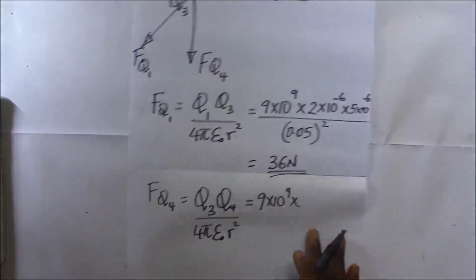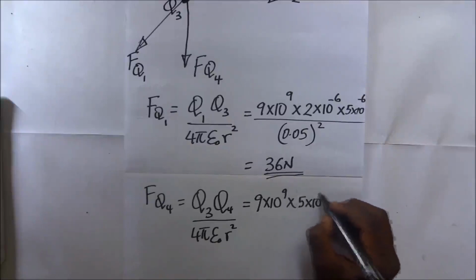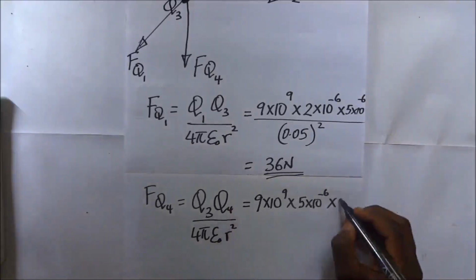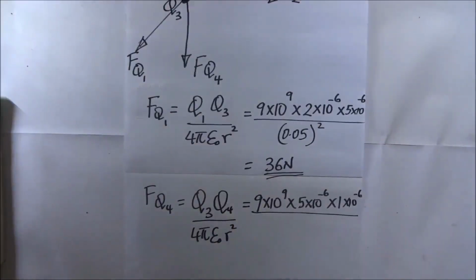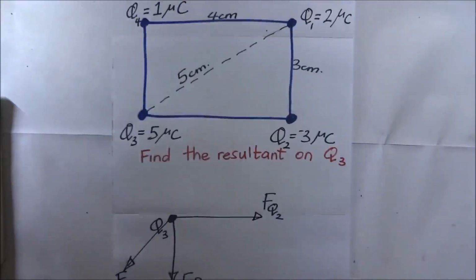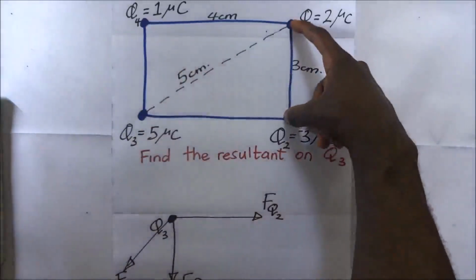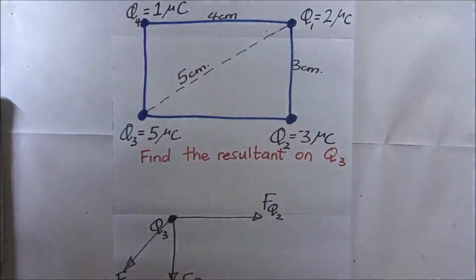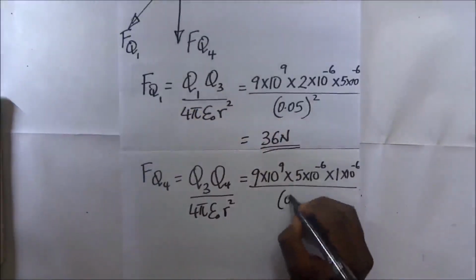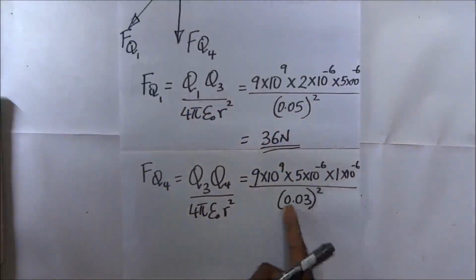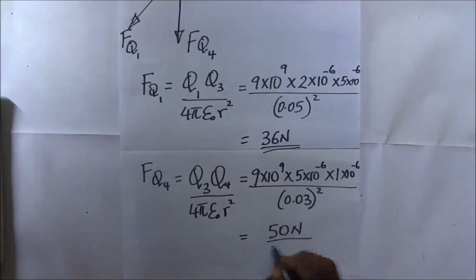So continue with our calculation. It's going to be times Q3, which is 5 times 10 to the power negative 6, times Q4, which is 1 microcoulomb, so it's 1 times 10 to the power negative 6. Divide all that by the distance between them. If you look at our diagram, the distance between Q3 and Q4 is 3 centimeters. Converting this to meters is going to be 0.03 meters, and it means that this is divided by 0.03 squared. 0.03 is our value of R. So our answer here will be 50 newtons.